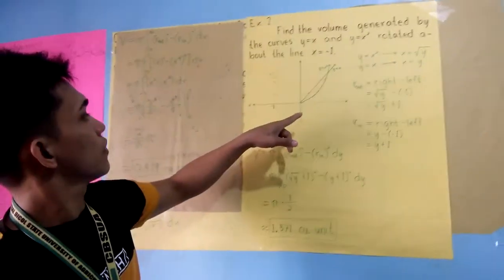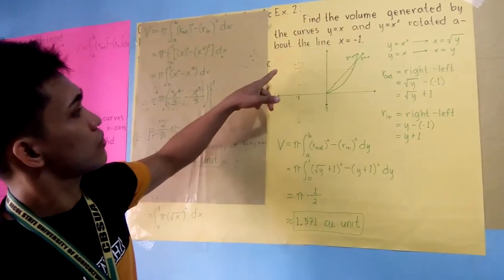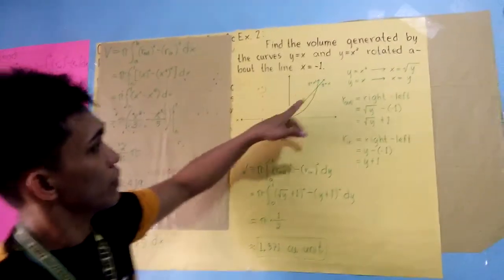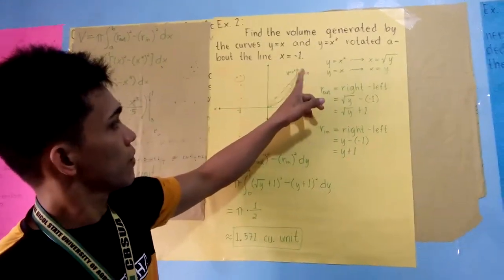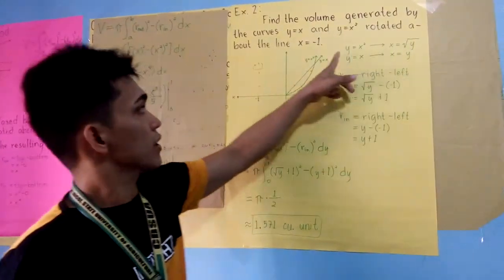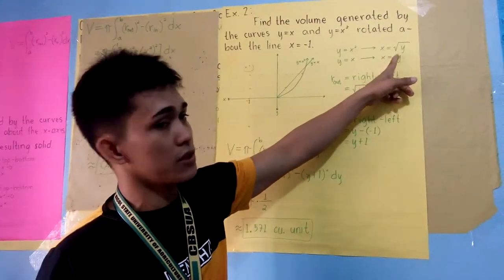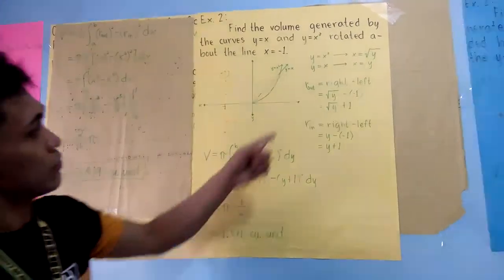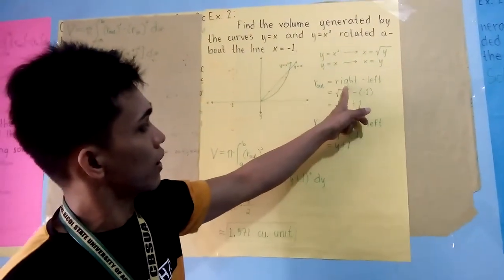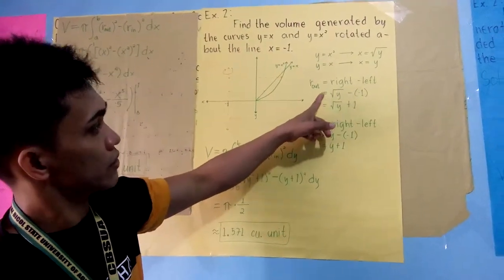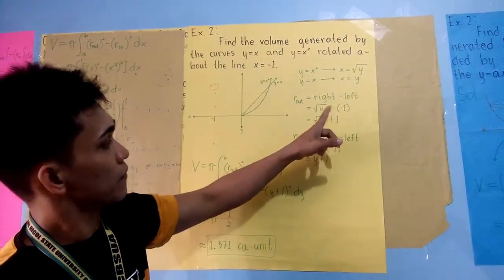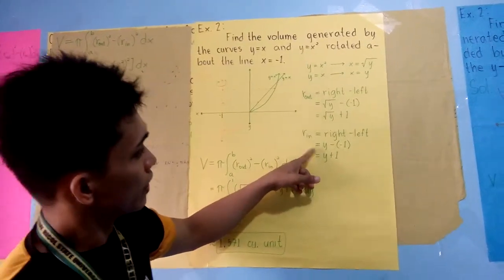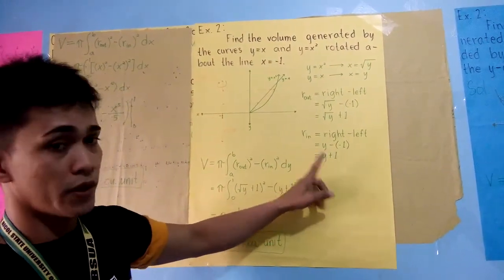Since we are solving about x equals -1, we will interchange the variables. We will solve these functions in terms of y. That's why y equals x squared becomes x equals the square root of y, and y equals x becomes x equals y. To find the outer radius, we will use right minus left, or the square root of y minus -1, which becomes the square root of y plus 1. And the inner radius will become y minus -1, and the result is y plus 1.